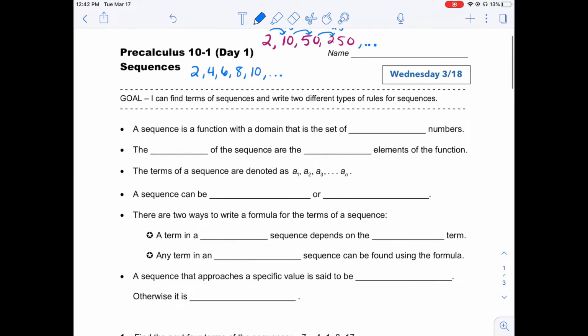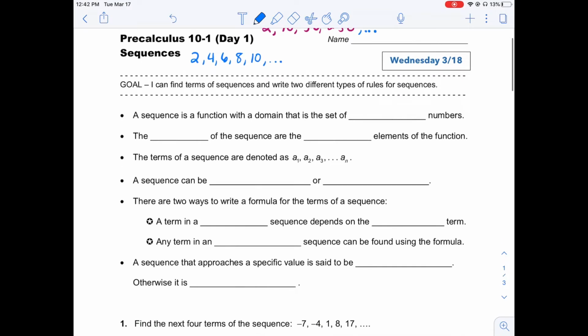So this leads us into the idea of sequences. A sequence is essentially a list that has some sort of pattern that we can figure out. Just like the different functions that we found before, a sequence is a function, so it has a domain and a range. The domain of a sequence we call the set of natural numbers. The natural numbers are the counting numbers, 1, 2, 3, 4, so on and so forth, and sometimes we'll include 0.